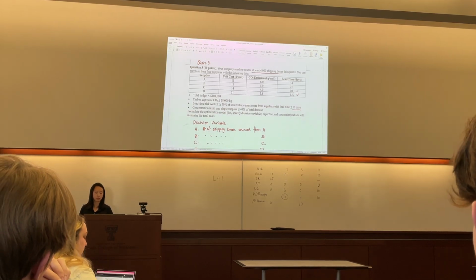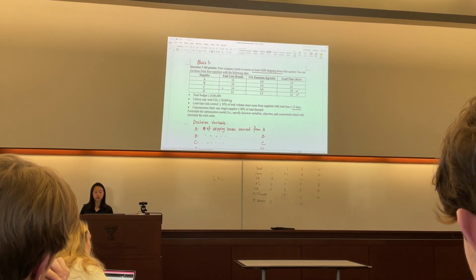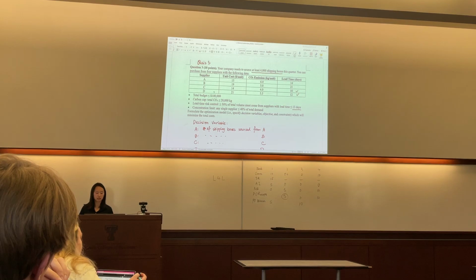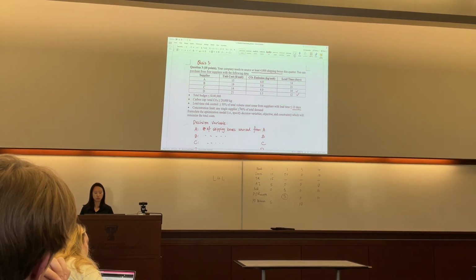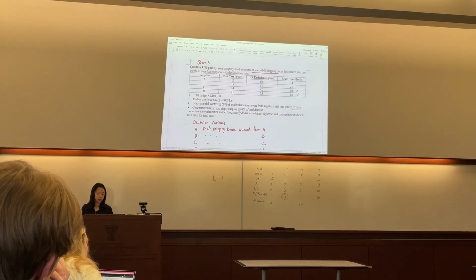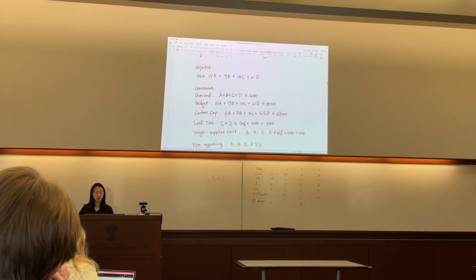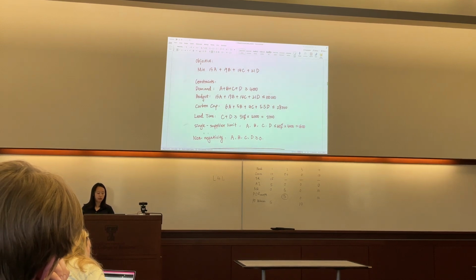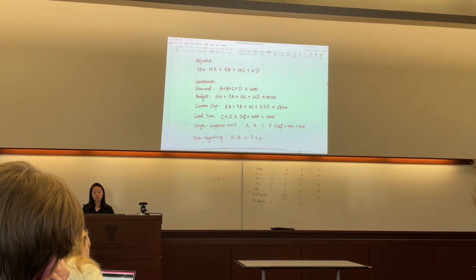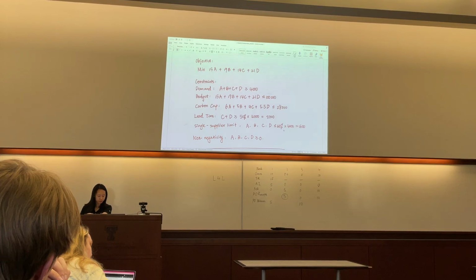There are two of them, C and D. So we need to make sure the number of boxes we source from C and D is greater than or equal to 50% of the total volume, which is 4,000. So over here we have C plus D greater than or equal to 2,000. And we have the single supplier limit. We need to make sure all of them are less than or equal to 40%. That is also the question's requirement.